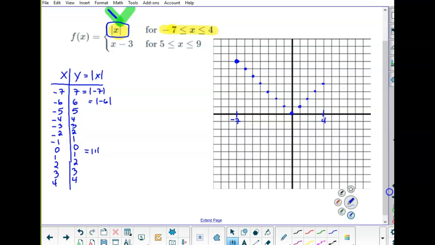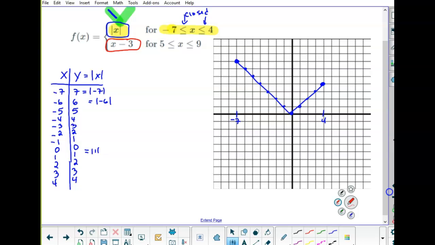Now I did this without asking, but what should be right here at negative 7? Open or closed? Closed, right? Closed circles for both of those because of the line underneath it. And that means a closed circle at negative 4. And you just have your second piece.